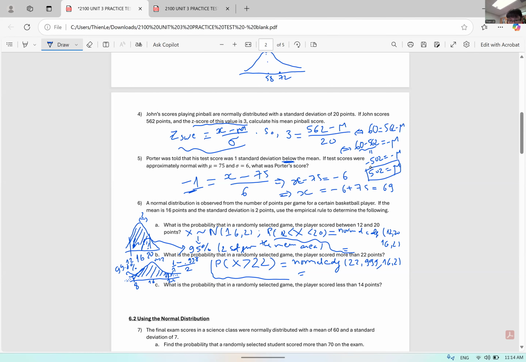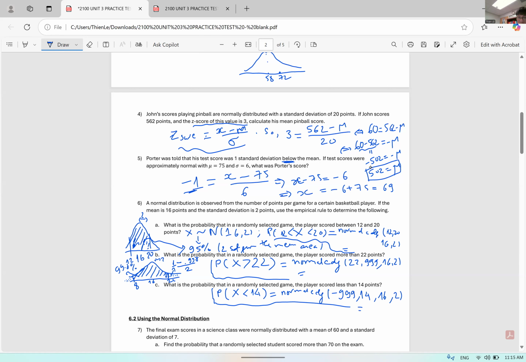What is the probability a randomly selected game player scores less than 14 points? So 14 is 1 standard deviation below the mean, right? Again, the first track, which I would recommend you use in the test to optimize your score, is normal CDF. A very small number, right? 14, and then 16, 2, and you just plug in, you get your number.